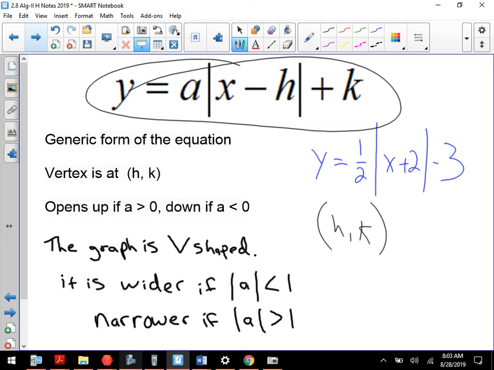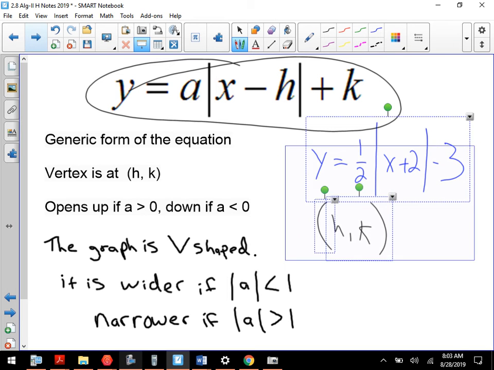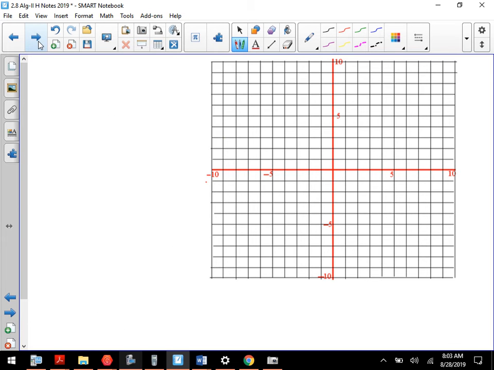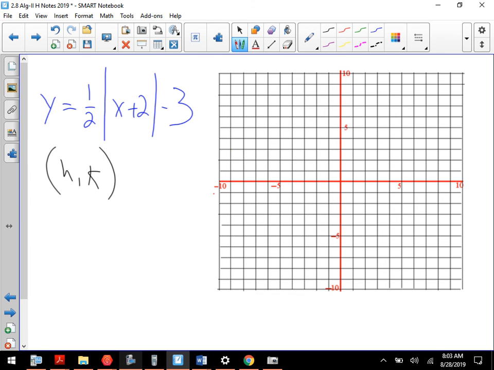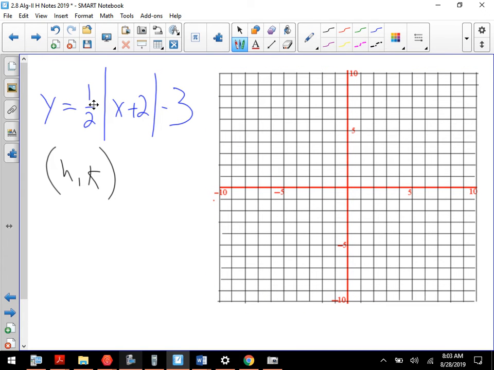All right. So here, if I take this problem, actually, I think I already have it on the next slide. Nope, I don't. And I want to go ahead and work through how do I plot this. Well, the first thing you always want to do is identify what your a value is, what your h is, and what your k is. That way you know where to start. That's the easiest thing.